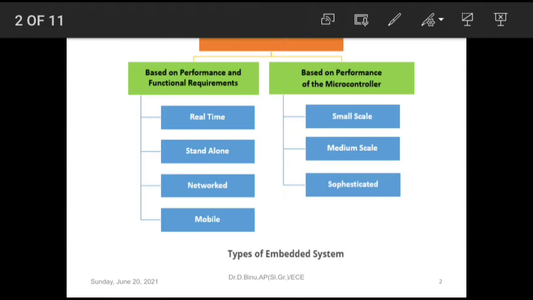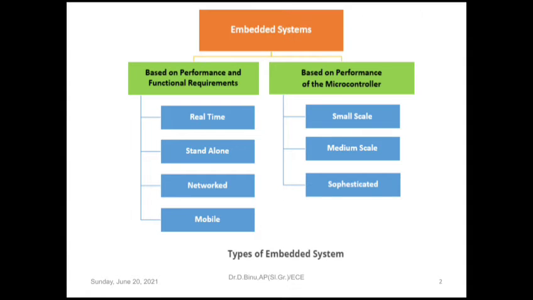Today's topic in embedded systems is classification of embedded systems. Embedded systems can be classified into two. The first major classification is based on the performance and functional requirements. Based on that, it is again subdivided into four categories: real-time based embedded systems, standalone embedded systems, network-based embedded systems, mobile-based devices.